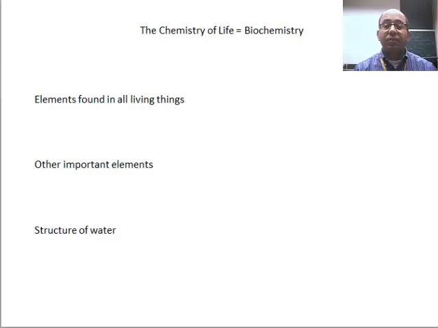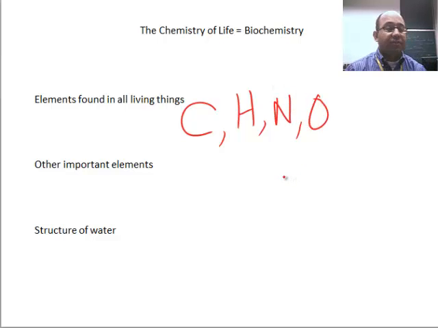So, this section is called the chemistry of life, which another way to say is biochemistry. So you need to know that there are certain elements that are found in all living things. They are carbon, hydrogen, nitrogen, and oxygen. So these are found in all living things, and then there's other elements that are found in biological systems that are important in specific molecules, but these are the general ones.